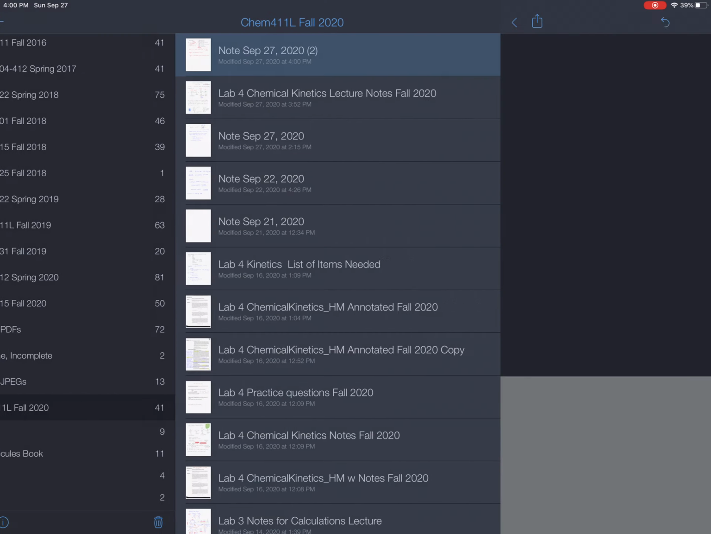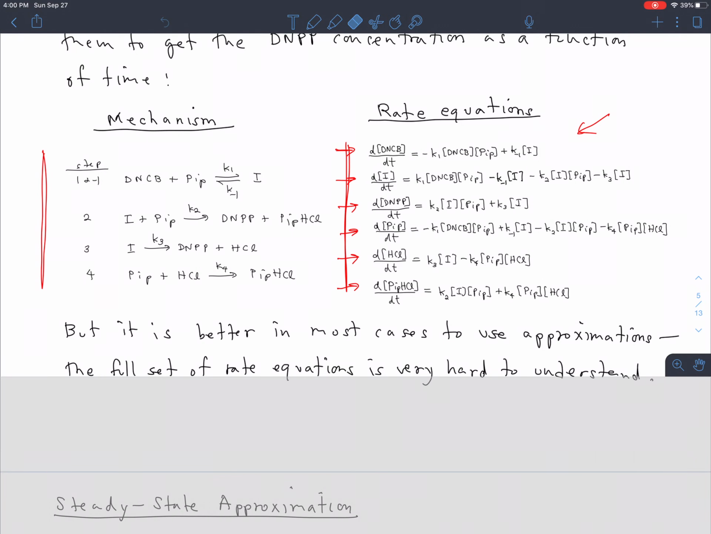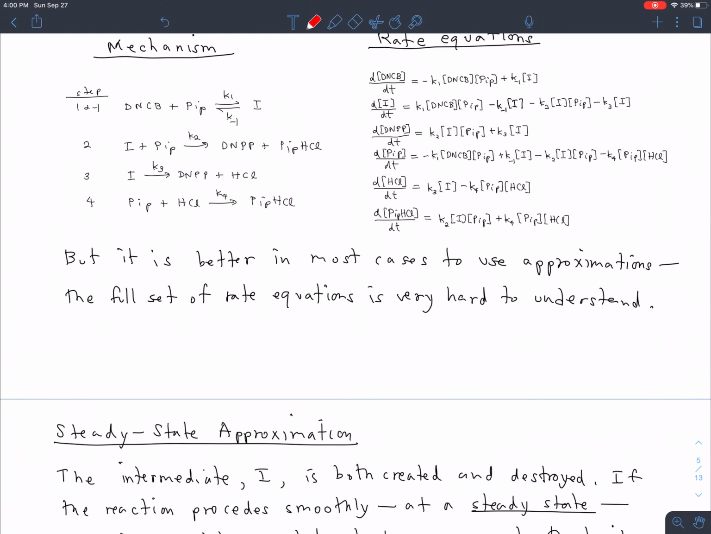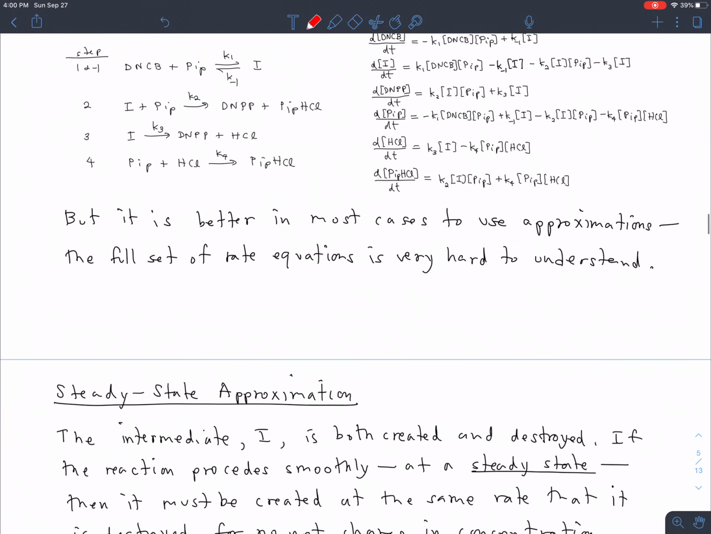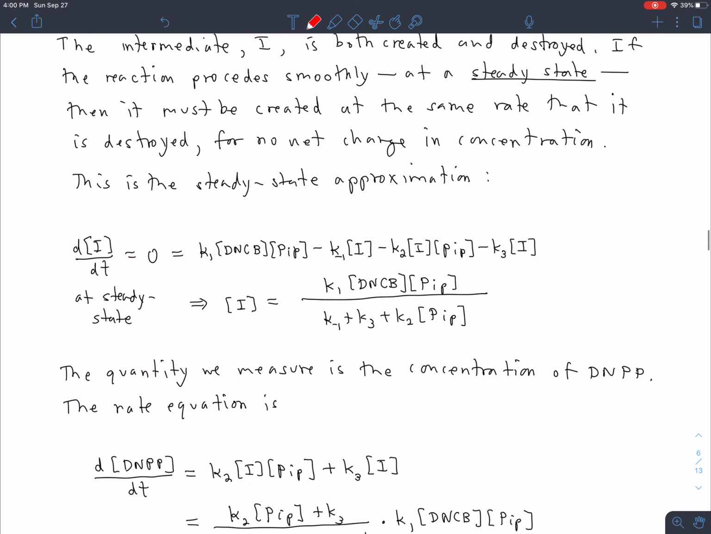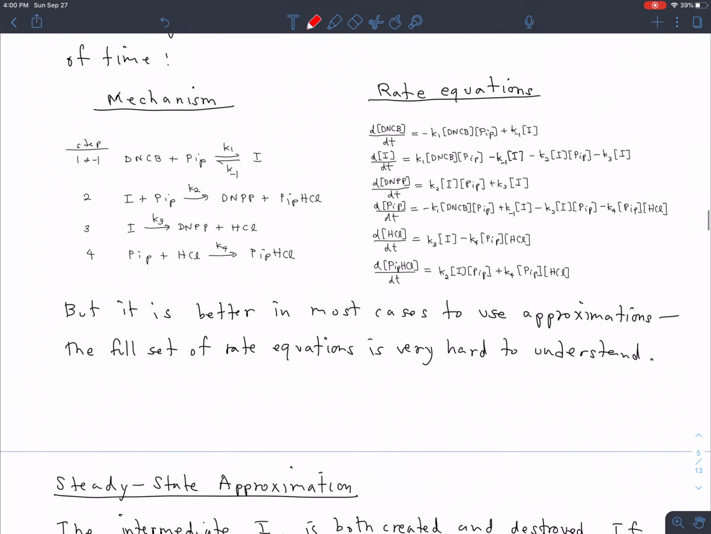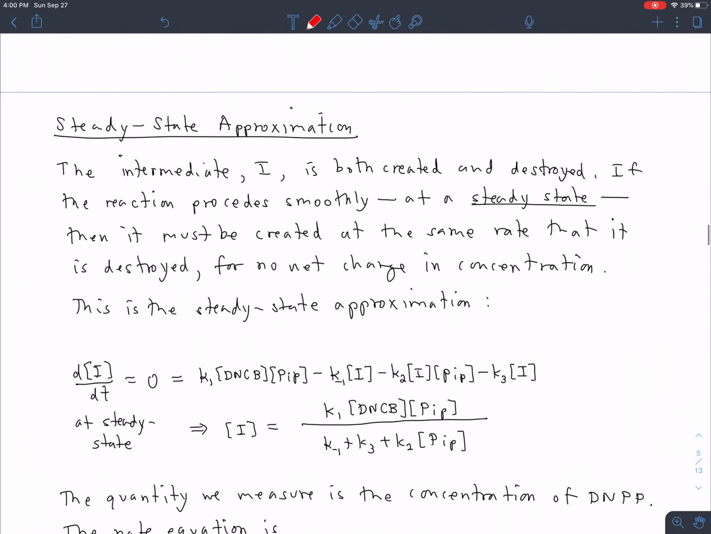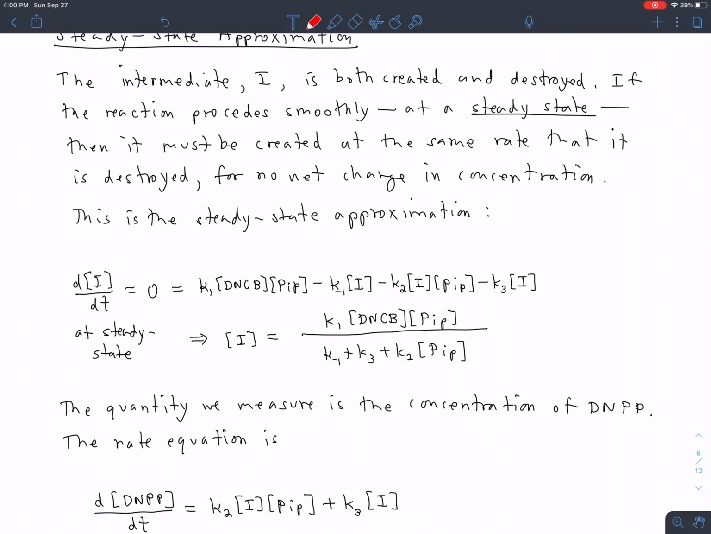So instead, let's go back and analyze this set of rate equations by making some further approximations. The very first approximation is something called the steady state approximation. It's an absolutely standard thing. And in the steady state approximation, we assume that the chemical reaction is going steadily. That is, we're not building up concentrations, we're not decreasing concentrations.